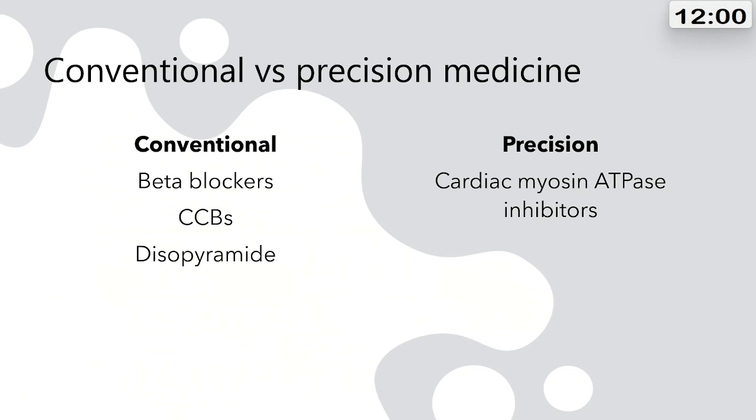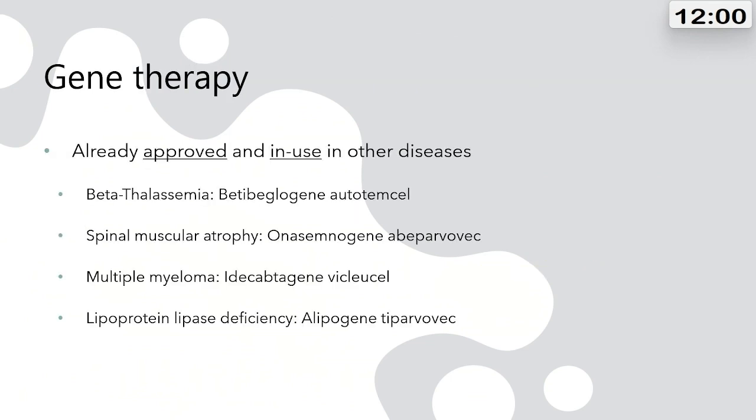We actually have a precision medicine in HCM already, and this is mavacamten and aficamten. These are drugs designed specifically for HCM. But what if we can take this a level above with gene therapy? Gene therapy is not science fiction. We already have gene therapy in various diseases. They are already approved and in use, actually. In beta thalassemia, I can't read the names, so never mind. Beta thalassemia, spinal muscular atrophy, multiple myeloma. These are already drugs that are present and they are being used.